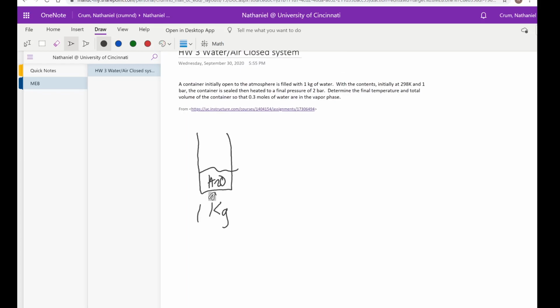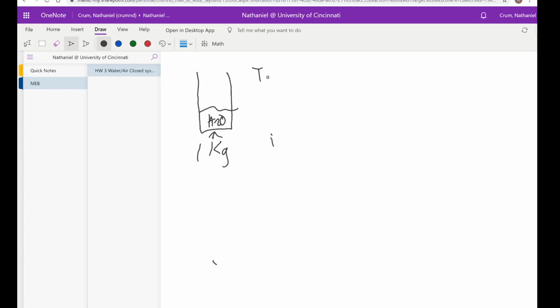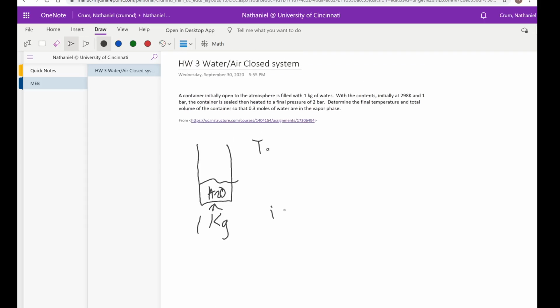So we know that there's 1 kilogram of water, and the contents are initially at 298 Kelvin and 1 bar. So we have the initial temperature that equals 298 Kelvin, and we have the initial pressure, 1 bar, and that is equal to 10 to the 5th pascals. So right there.